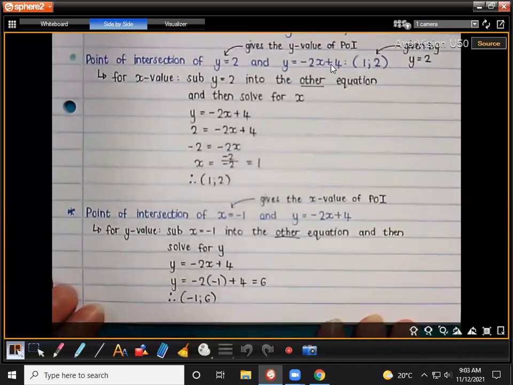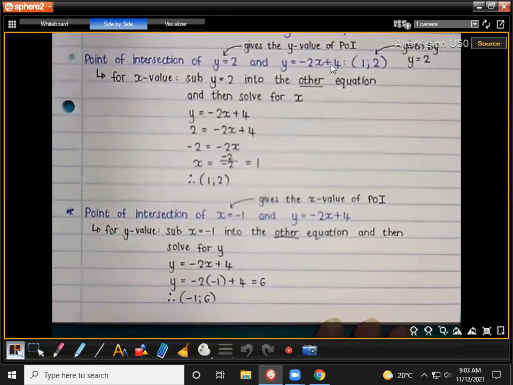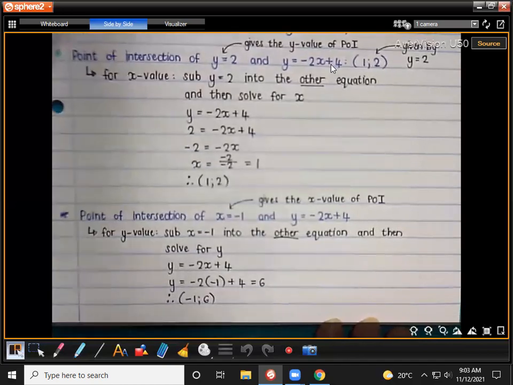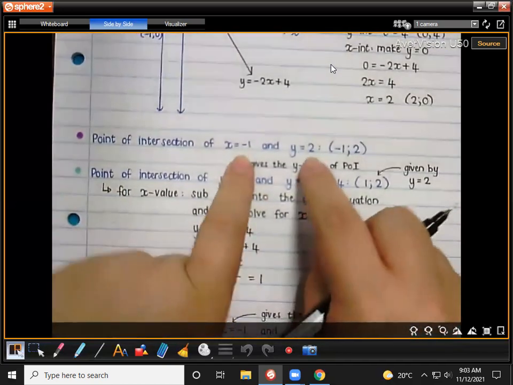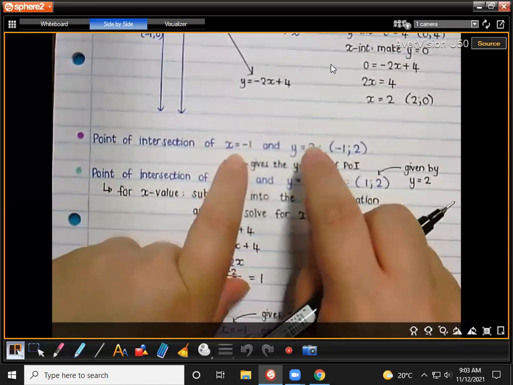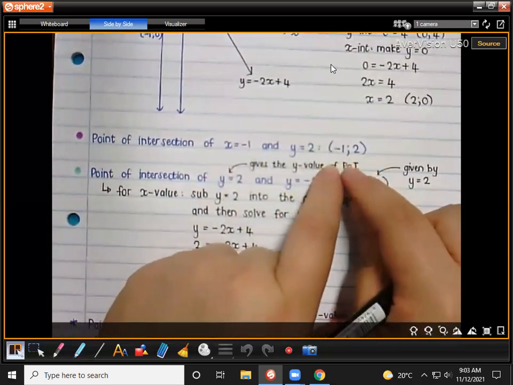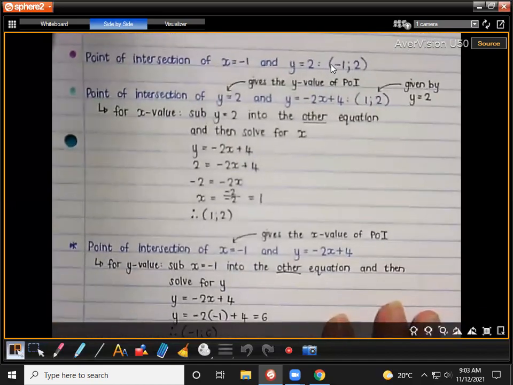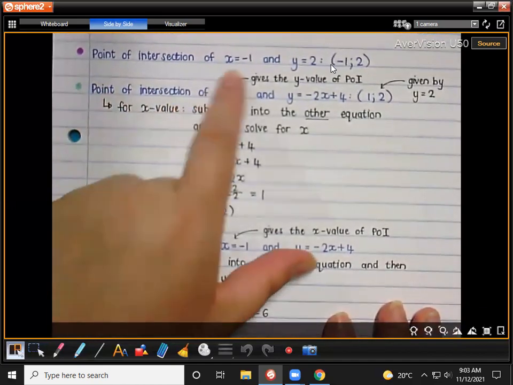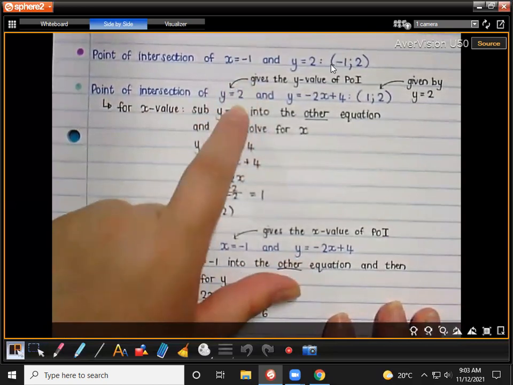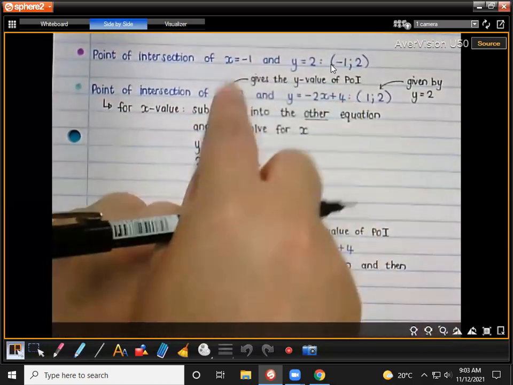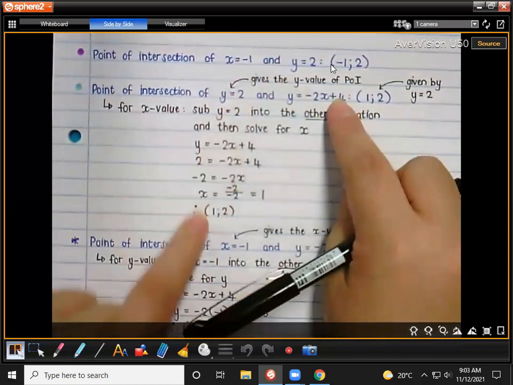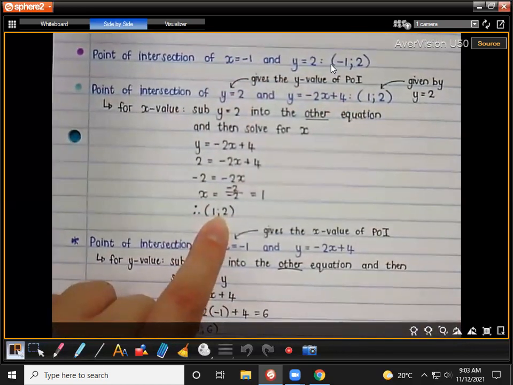Okay, so that is what you would have to do, guys. Those are the 3 types of point of intersection questions that they can ask you. The first one is the easiest one, where they're telling you in the 2 equations, x is -1 and y is 2. Then the point is -1 and 2. Then they can ask you the point of intersection of a y equals a number line and another one. Then the y value gives you the y value of your point. You substitute it into the other equation to get your x value.